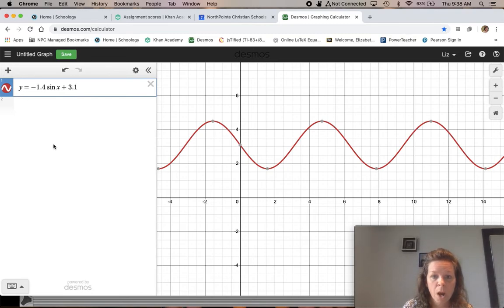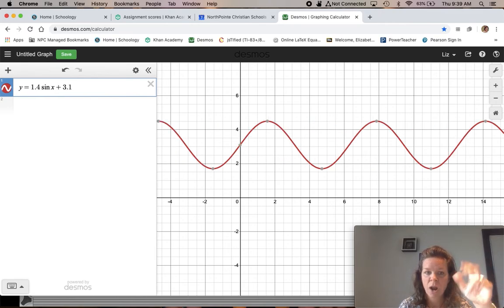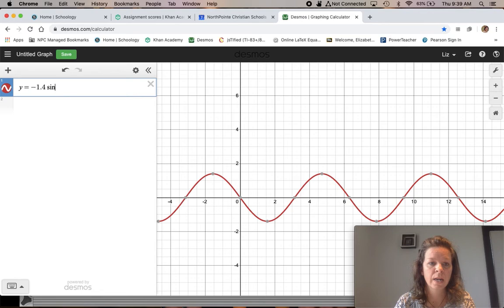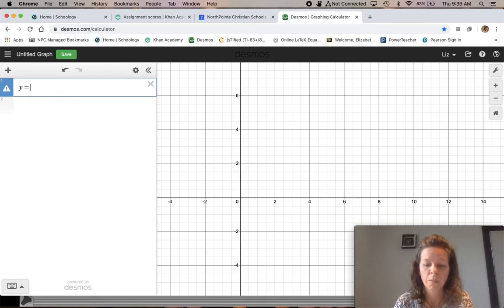Well, in this problem, our amplitude was 1.4. Where do you see that in the equation? Well, it's right here, right? 1.4. It's a negative. What that did is it took the graph and it flipped it upside down. So if I take that negative out of there, it doesn't change the size of the graph. It just changes whether it goes up or down first. So the amplitude is 1.4. That's the height. And our midline was 3.1. Well, where do we see 3.1 in the equation? Right here.